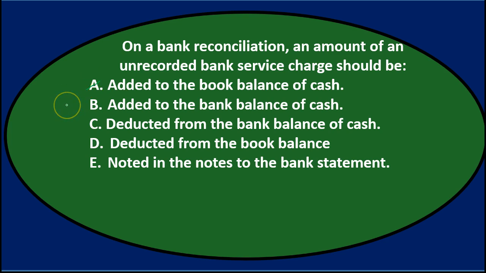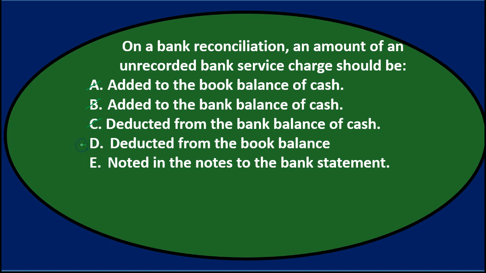B says added to the bank balance of cash. It's not going to change the bank balance. The bank's going to say they're right. They already deducted this. So it's not going to be added back there unless we can convince them not to charge us for the service charge, which is unlikely. And then C says deducted from the bank balance of cash. Again, it's not going to be on the bank balance that we're going to adjust because the bank balance is right. D says deducted from the book balance.